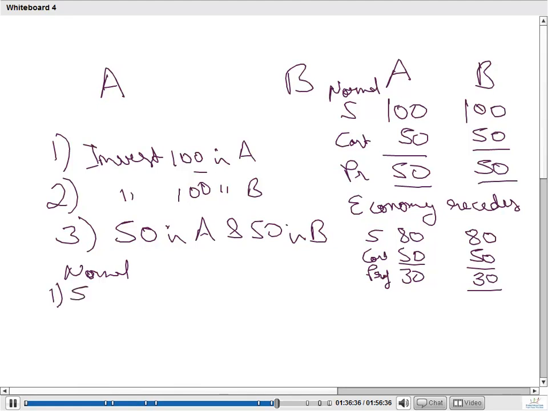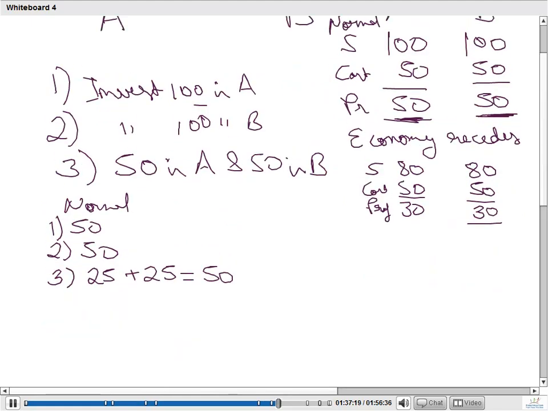In case 1, you would have earned 50 rupees. In case 2, you would have again earned 50 rupees. Why? 100% in A. If you entirely owned A, you would have gotten 50 rupees. If you entirely owned B, you would have gotten 50 rupees again. If you owned half of A and half of B, what would your total return be? Half of A, 25 from A, and 25 from B. You would have made 50 rupees of return in all the three cases.